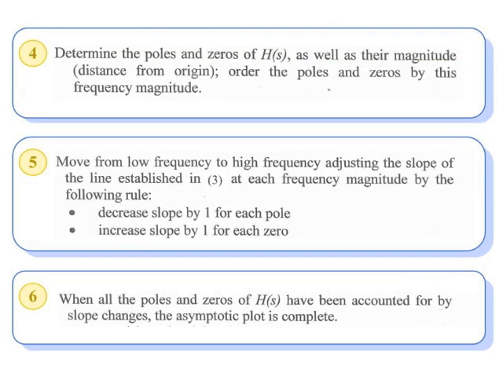In step 4, we'll find the poles and zeros of the transfer function H of s. Note this is the poles and zeros of the new transfer function, the one that already had the poles and zeros at the origin removed. So we find the poles and zeros of this new transfer function, and we find their magnitude. Their magnitude is how far they are away from the origin. Then we'll order the poles and zeros by this frequency magnitude.